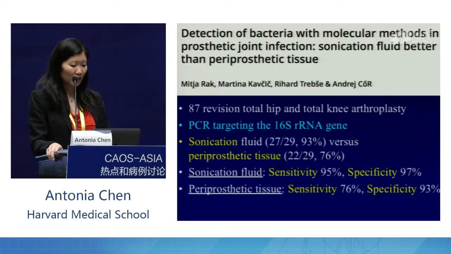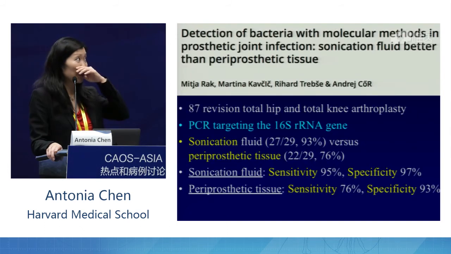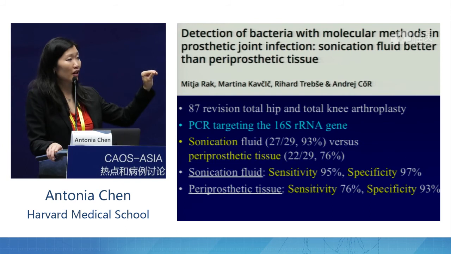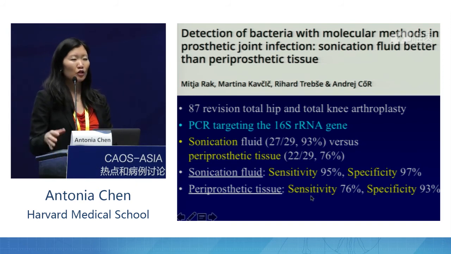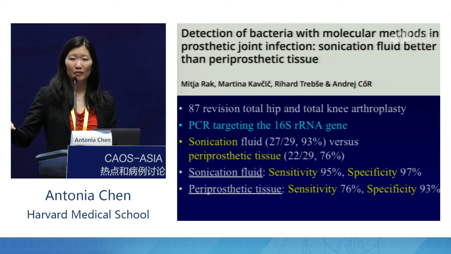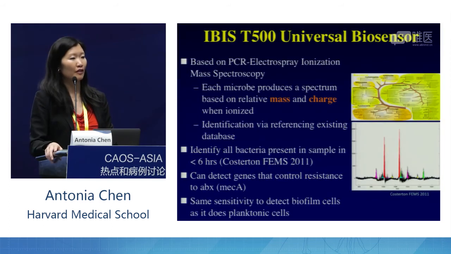Now, the key is to combine these. So if you combine it with PCR and sonication, you can have increased yield instead of just tissue alone. So you can see here with sonication fluid, higher sensitivity and higher specificity compared to just periprosthetic tissue alone. Those methods are pretty sensitive, but maybe not sensitive enough.